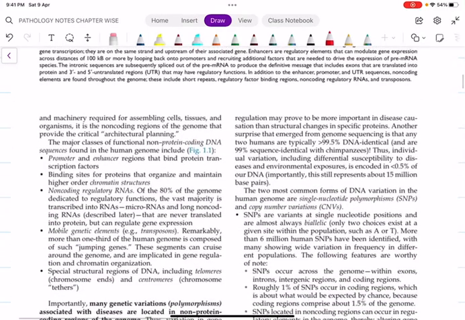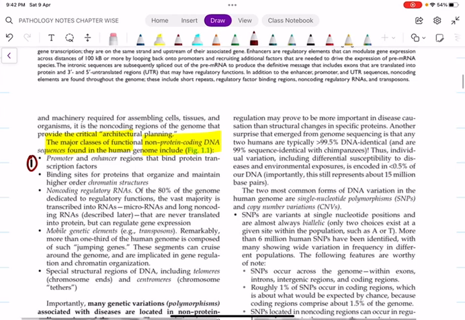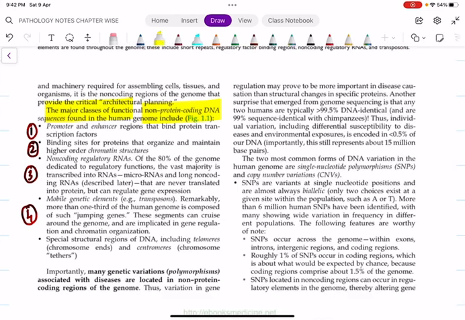Coming to the question: sometimes in your MCQs, or in 1 mark or 2 mark questions in your internal assessment, they will ask what the functions of these non-protein coding DNAs are. Number 1, they are promoters and enhancers. Number 2, they act as binding sites for proteins. Number 3, they act as non-coding regulatory RNAs. Number 4, transposons. What are transposons? They are mobile genetic elements, also called jumping genes. Remember, this is a potential MCQ question.